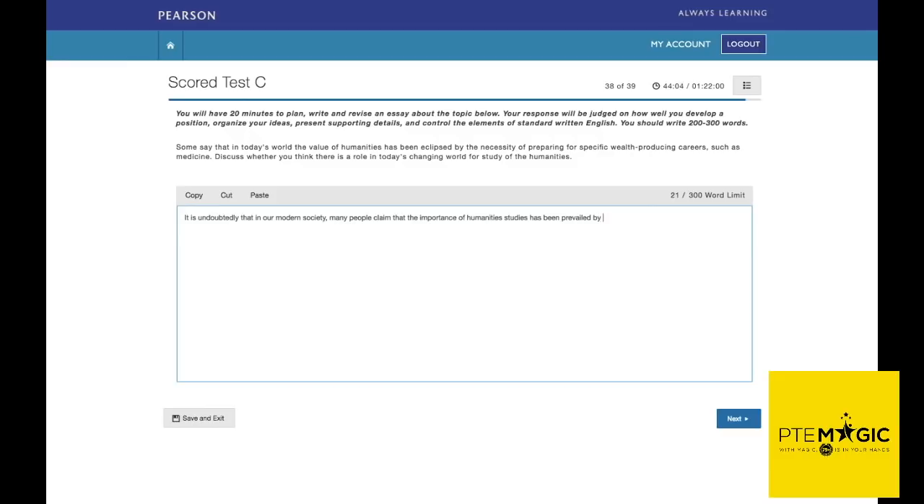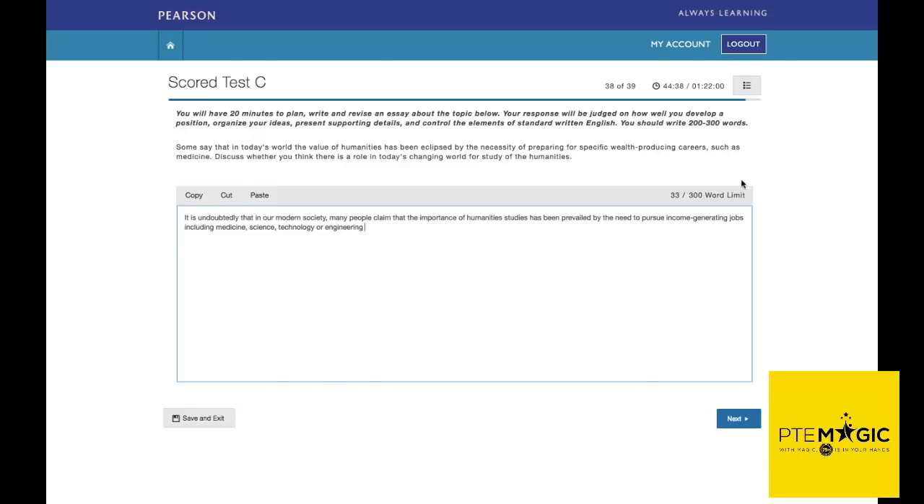prevailed by the need to pursue income generating. Okay, that will be our synonym for wealth producing. Income generating jobs, including medicine, let's put some more in there, science, technology, or engineering.